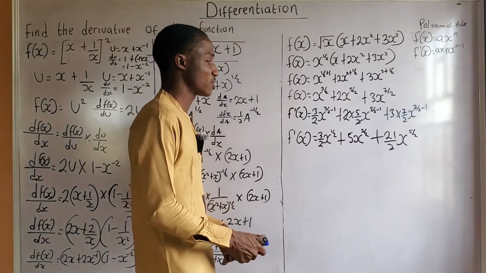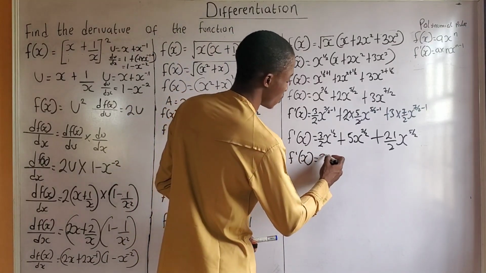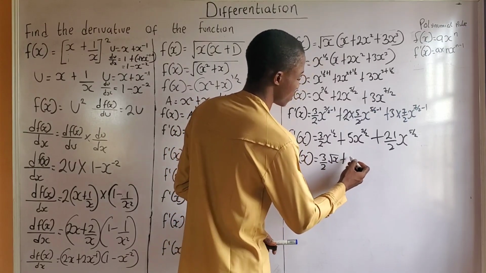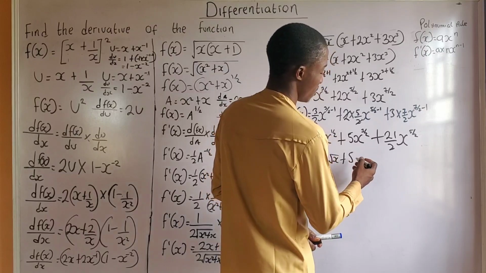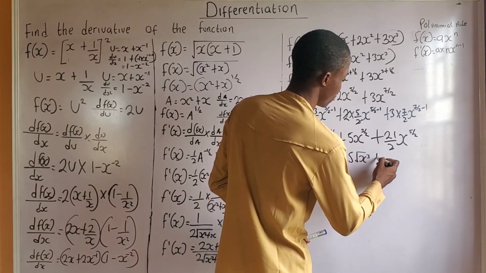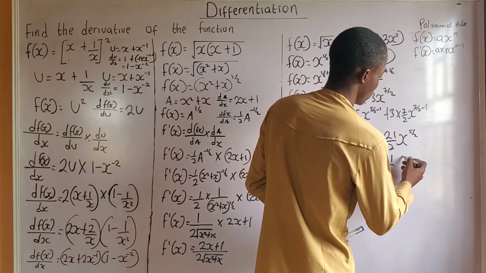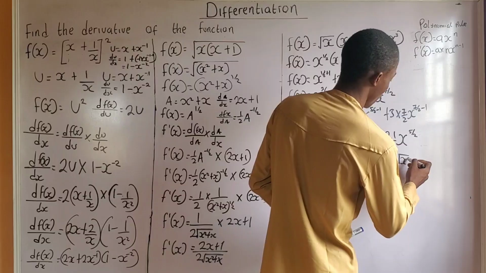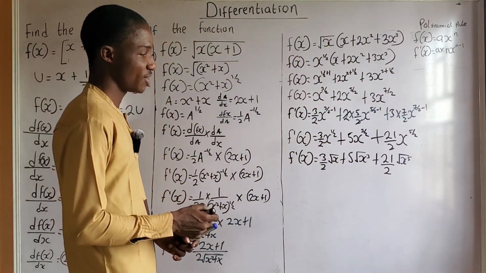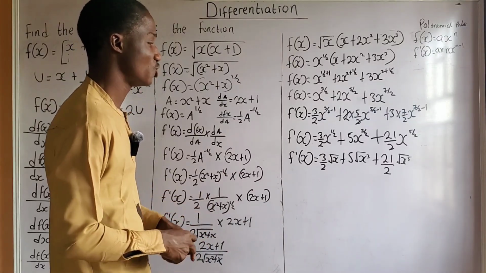Now, let us simplify. For this, I'm going to have derivative of f of x will be equals to 3 over 2 root of x plus 5 over 2 root of x raised to the power of 3 plus, here I'm going to have 21 over 2 root of x raised to the power of 5. Okay, you can see. You can also take the LCM, but you can leave your answer like this. Do you understand?